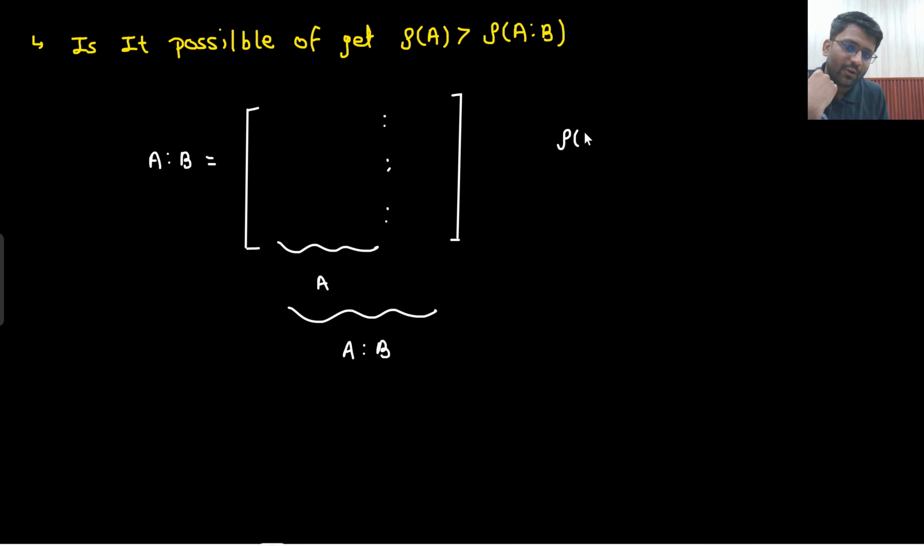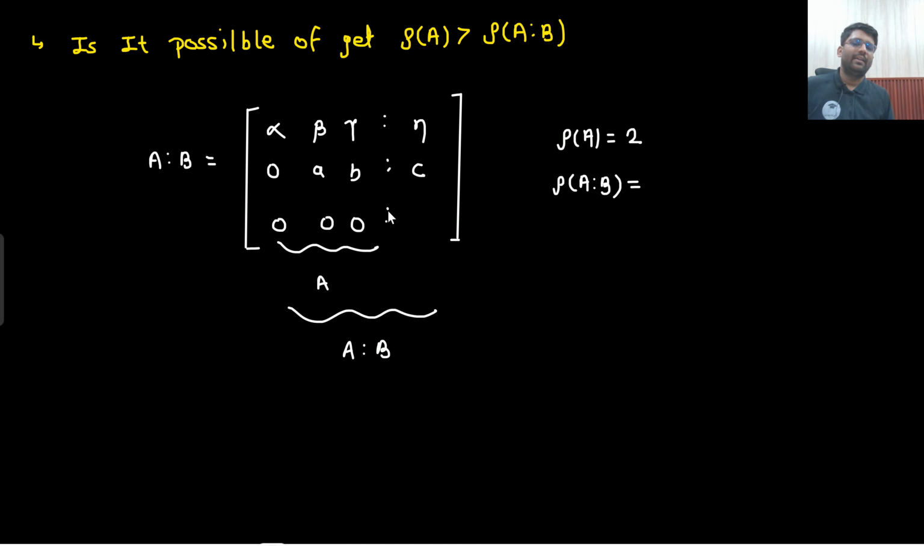Let's just say I am taking rank of A equals 2. So this will be 0, 0, 0, right? And I need to write down the rank of A augmented B. So this will be some, let's just say alpha, beta, gamma, delta. This will be 0, A, B, and C, right? So is it in the row echelon form? Yes, it is in the row echelon form. Now this element could be either 0 or non-zero. If it is non-zero, let's say it is D. Then what is the rank of A augmented B? That will be 3. So rank of A augmented B is greater than rank of A.